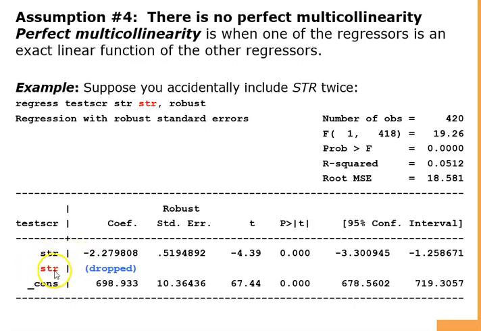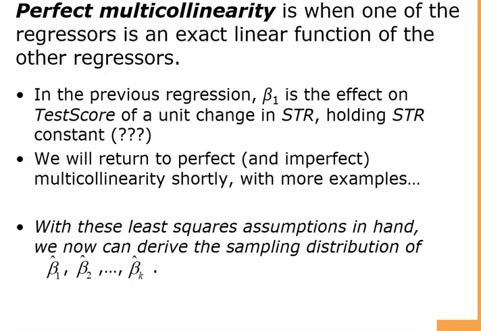and to avoid the case of perfect multicollinearity, because in the case of perfect multicollinearity you cannot actually estimate the coefficient of the regressor. So perfect multicollinearity is when one of the regressors is an exact linear function of the other regressors.